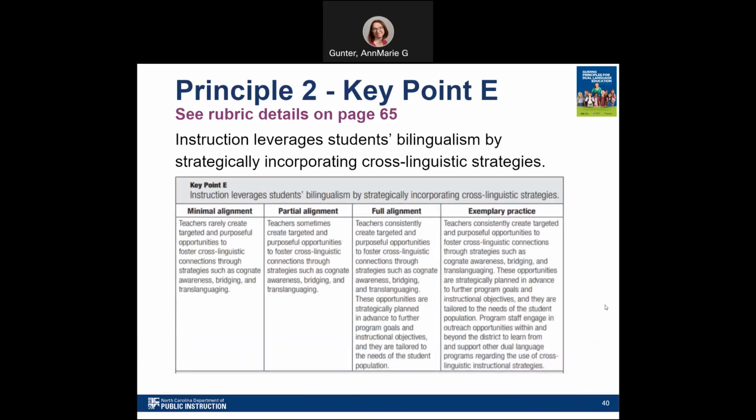Key point E for Principle 2, which is on page 65, is instruction leverages students' bilingualism by strategically incorporating cross-linguistic strategies. And here we get into the heart of using language, whatever language or languages students bring to us in the classroom, and using that strategically to help them and to consider the assets they bring with them.